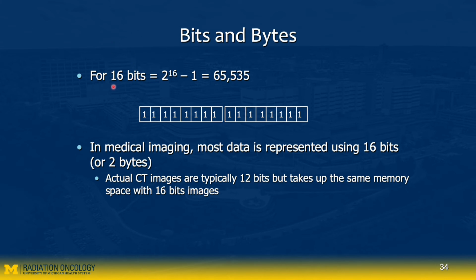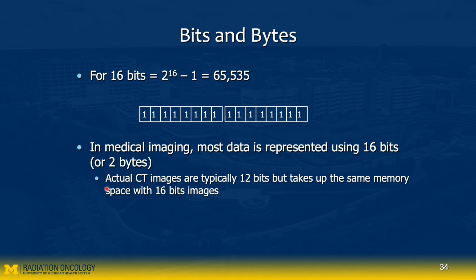So what about 16 bits? What is the maximum number that can be stored in 16 bits? In the same fashion, you do 2 to the 16 minus 1. So it's about 65,000. Okay, so when everything is 1 in these 16 bits, the highest number it can store is 65,000. So in medical imaging, most data is represented using 16 bits, or 2 bytes. Okay, so 1 byte is 8 bits, so 16 bits is 2 bytes.